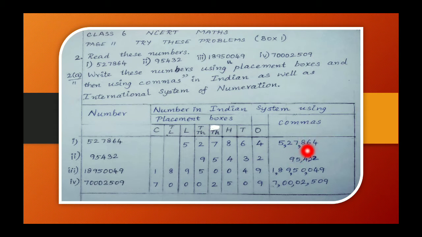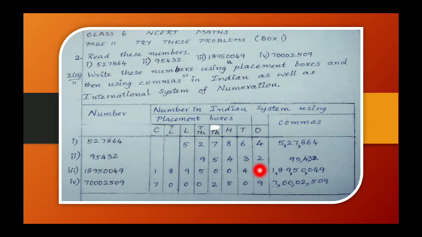Then using commas, how to write using commas? Write the number first. Then what is the rule for putting commas using Indian number system? The first comma should be placed after 3 digits from the right. So after 8 put a comma. Then after 2 more digits put a comma. Then after 2 digits we have to put comma, but we have only 1 digit here, so stop. That's all. We are done with first number. 5,27,864.